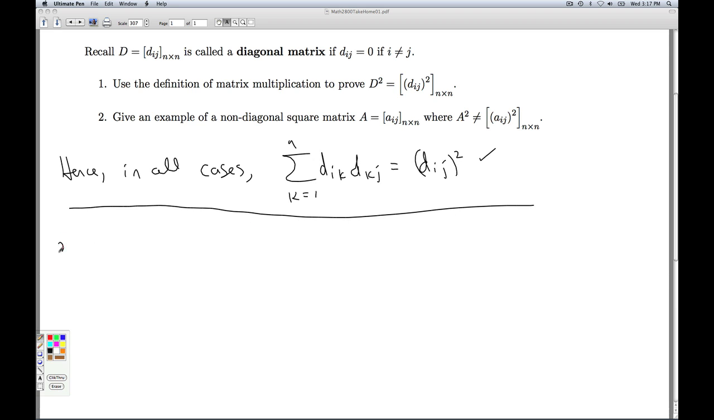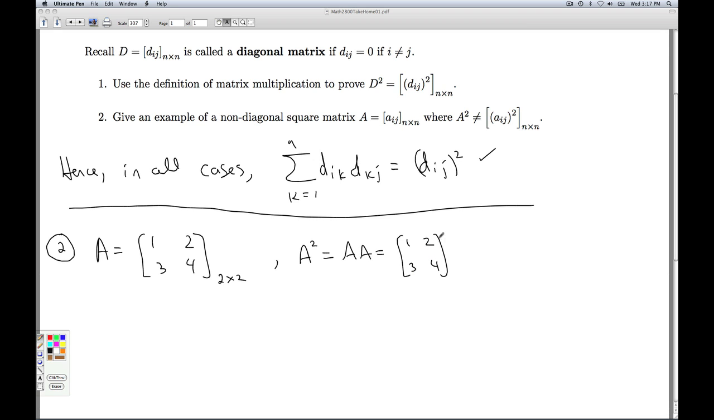Now number 2, give an example of a non-diagonal square matrix where A squared is not the square of its entries. So let's just pick a generic 2 by 2, say 1, 2, 3, 4. So that's a 2 by 2 matrix, and let's compute A squared. That's A times A, which is 1, 2, 3, 4 times 1, 2, 3, 4.